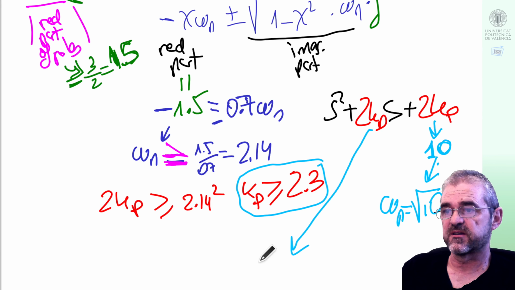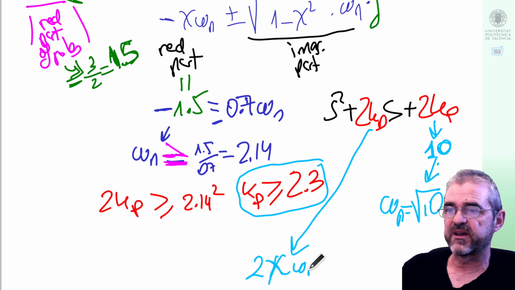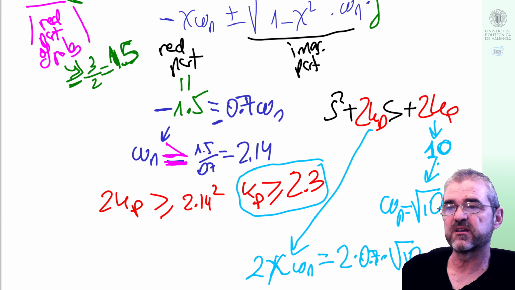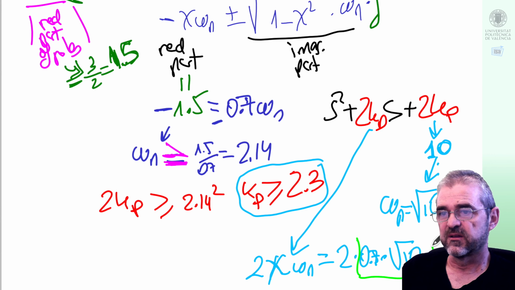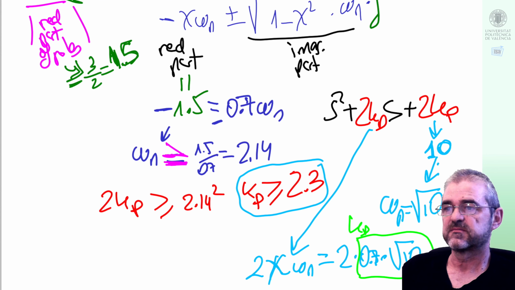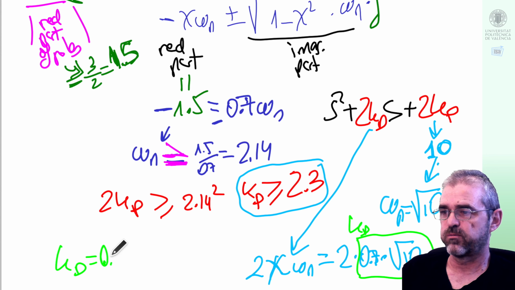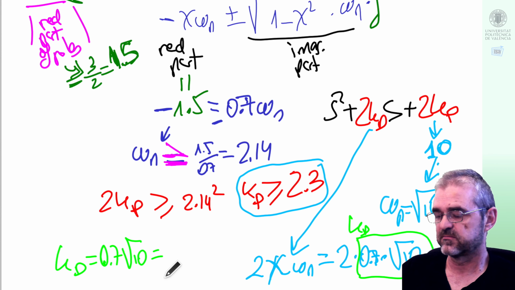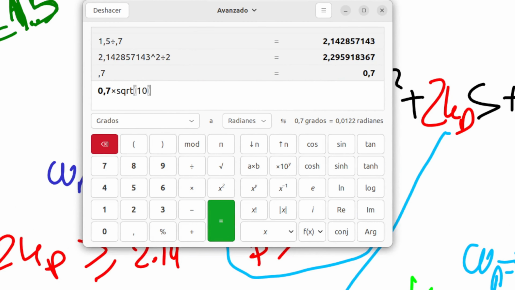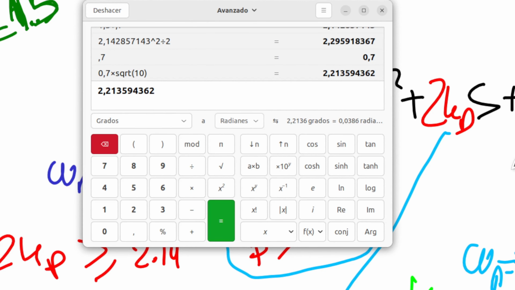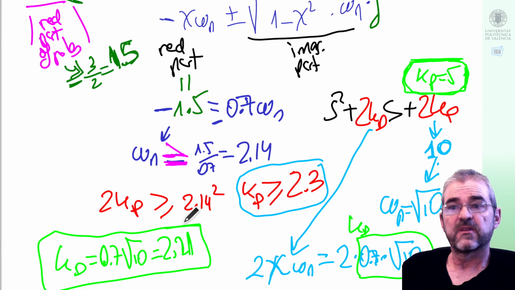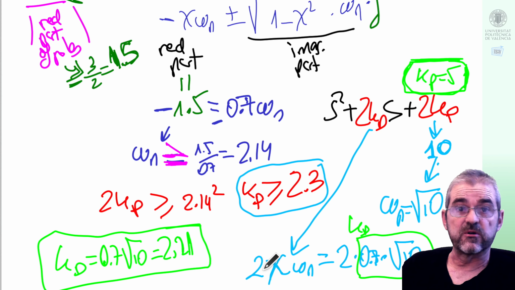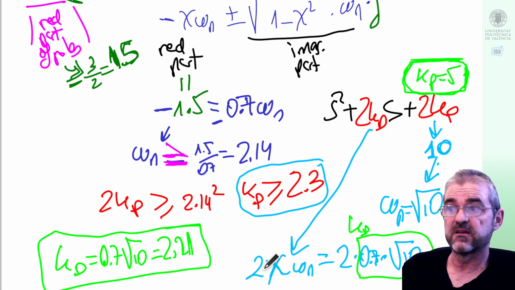And then this term must be 2 chi omega n. If chi is 0.7, then this must be 2 times 0.7 times square root of 10, and this will be kd. So kd will be 1.4 square root of 10, equal to 4.43. And then we have finished our control design problem. We have kp and kd.